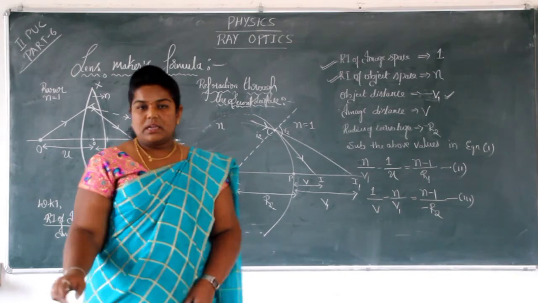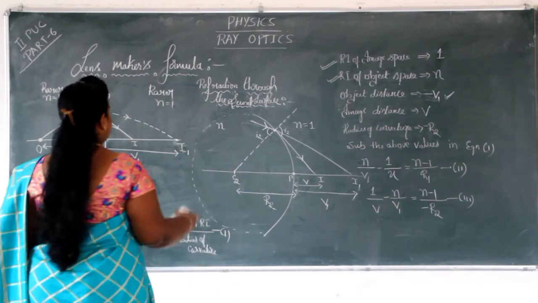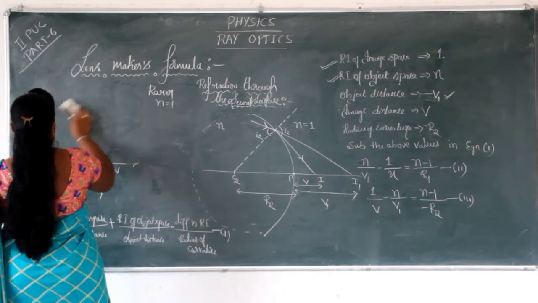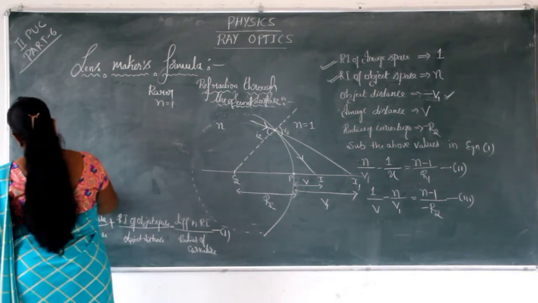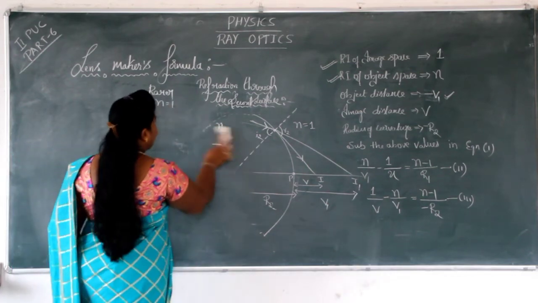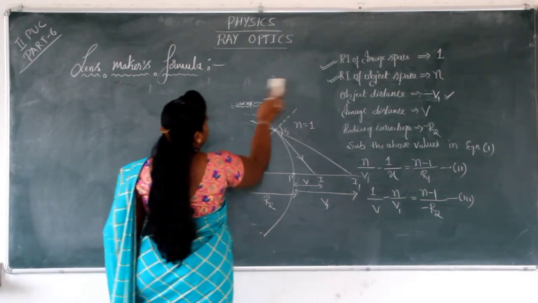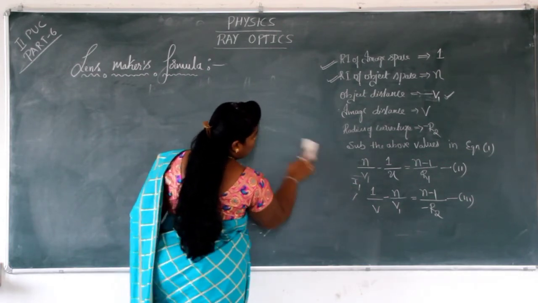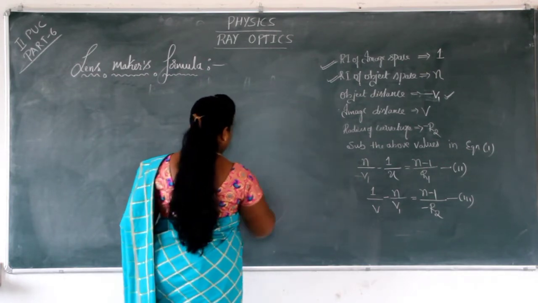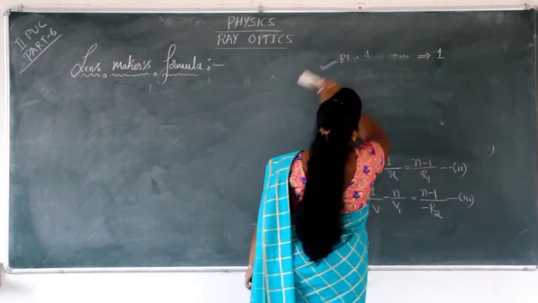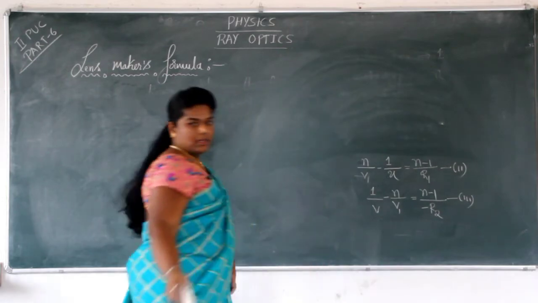My dear students, now we come towards writing up the three equations: equation 1, equation 2 and equation 3. But we have not yet derived the expression for the Lensmaker's formula. Now let us continue. So we have two equations here.